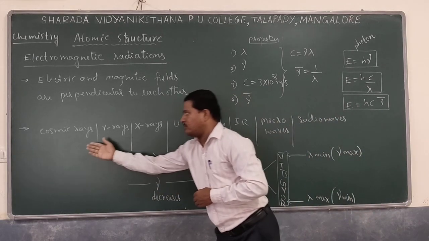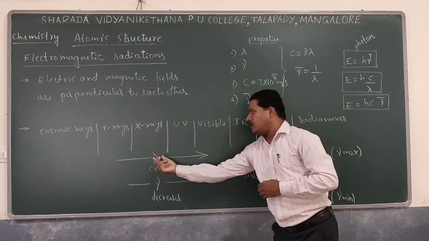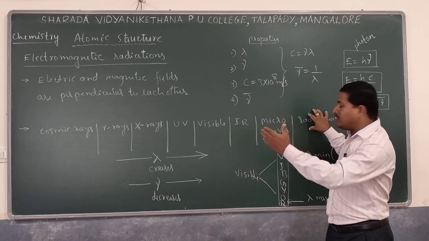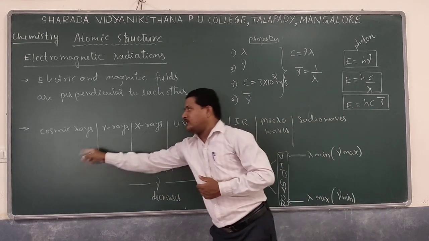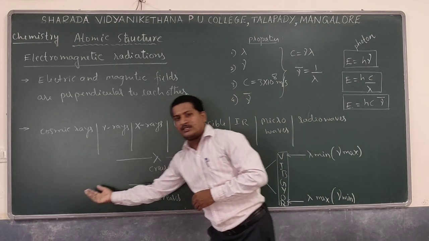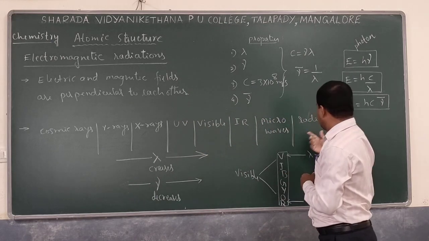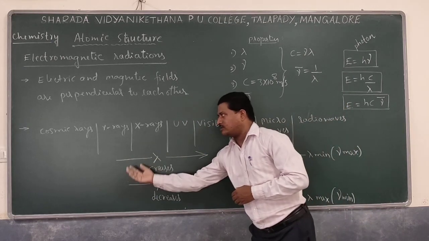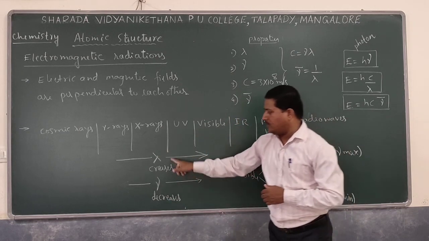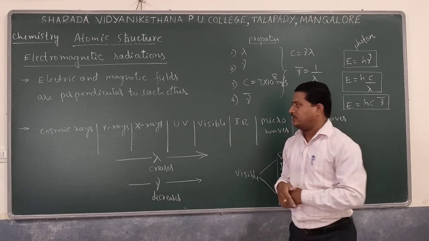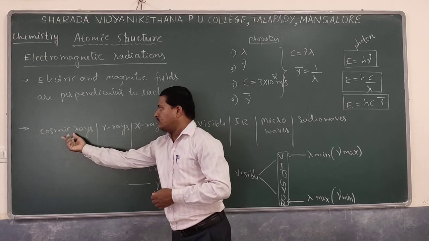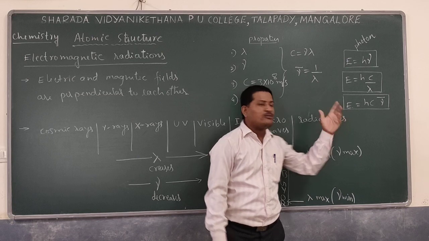The number of waves present in a particular unit length tells about nu bar, or you can say wave number. And it is observed that from cosmic rays to radio waves, wavelength goes on increasing. That means the length between two successive crests is more for radio waves, whereas for cosmic rays it is less. From the frequency point of view, cosmic rays have the most, whereas radio waves have the least. That means from cosmic rays to radio waves, frequency goes on decreasing, whereas wavelength goes on increasing. Wavelength and frequency are inversely related to each other. And if you talk about energy, higher frequency is nothing but more energy. So cosmic rays show higher energy, whereas radio waves show lower energy.